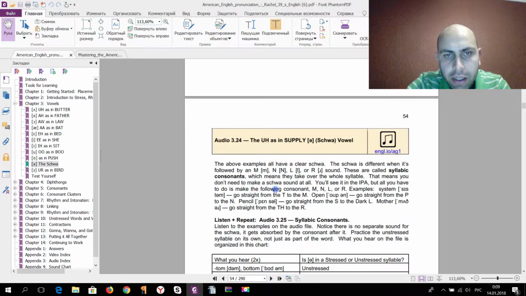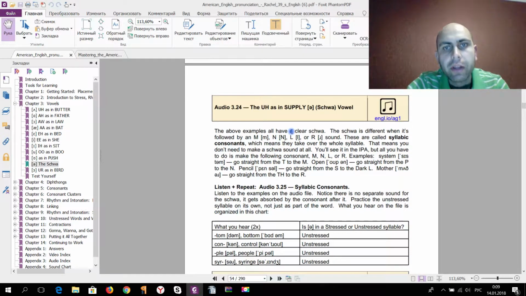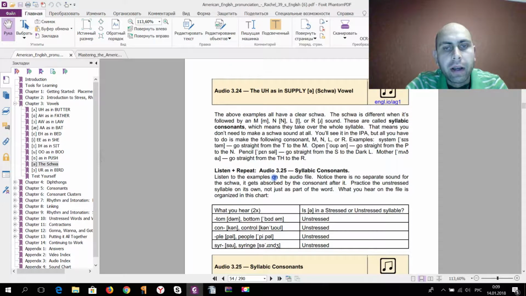Also, a very important part after practicing the words for this sound is that you have to tell your students that there are the so-called syllabic consonants: m, n, l, and r. When these sounds follow the schwa vowel sound, they virtually take over the whole syllable. That means you don't need to make a schwa sound at all. After these consonant sounds, the schwa almost disappears, so the two adjacent consonant sounds practically come together and join, stealing the vowel sound, so to speak.